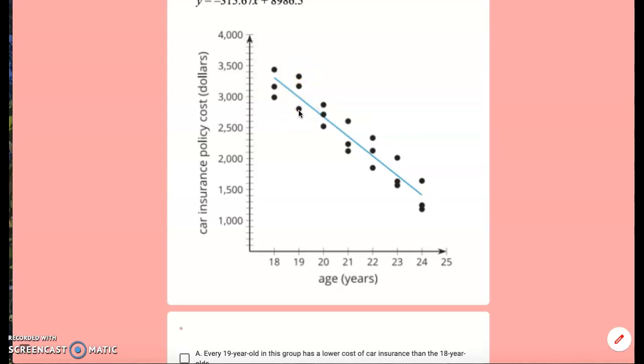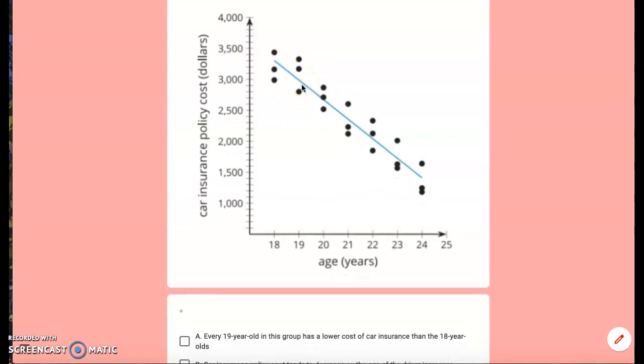So for example, this person represented by this point in the scatter plot is a 19-year-old boy, and he is paying just under $3,000 for car insurance. So we can match up the data points in that way. Over here, this is the person who's paying the highest amount for car insurance in the group. This is an 18-year-old boy, and he's paying about $3,500 for his car insurance. So each one of these points represents an individual person.